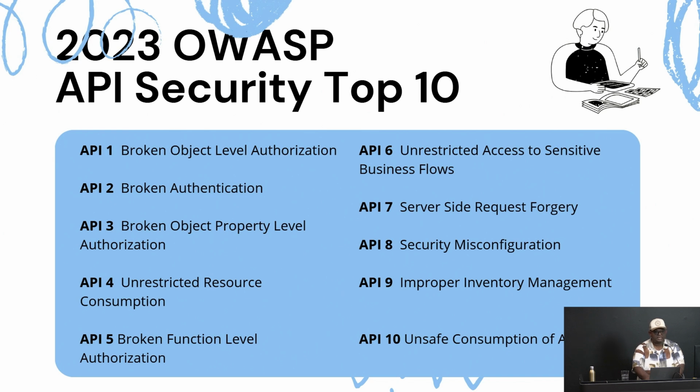Then broken authentication. It sounds very straightforward: your authentication is broken. For broken authentication, we talk about two different ways. One is missing authentication, and the other is broken authentication. Missing authentication is you have not implemented any authentication at all. Broken authentication is it has not been properly implemented.